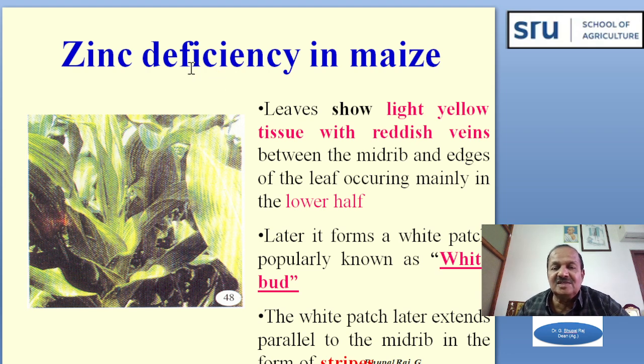And maize is also a very important indicator plant for zinc. Here all leaves will become yellow in color, yellow tissue with reddish veins between the midrib and edges of the leaf, occurring mainly in the lower half portion. Later on, it forms a white patch. You can see the white patch here. It is popularly known as the white bud in maize. We call it white bud for zinc deficiency in maize. The white patch extends parallel to the midrib in the form of stripes.